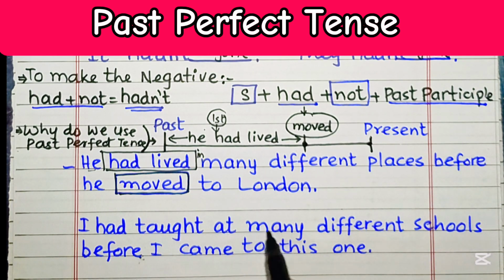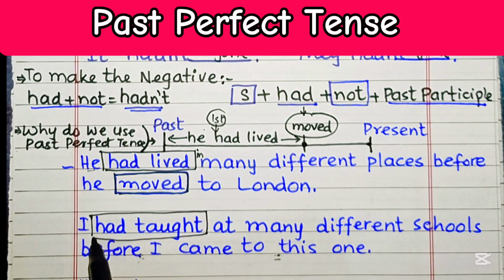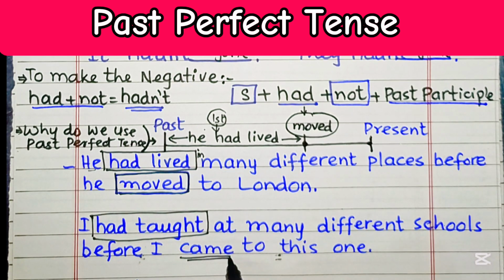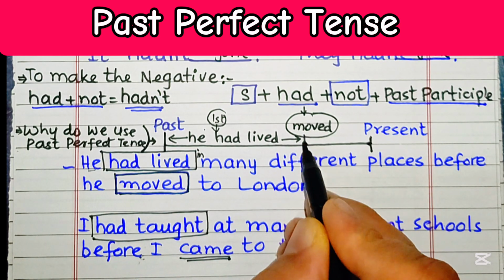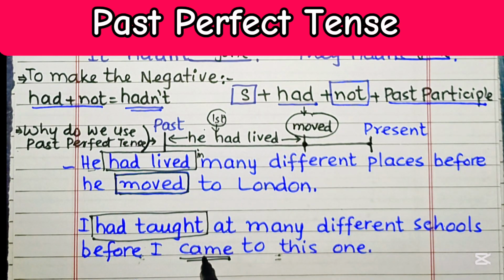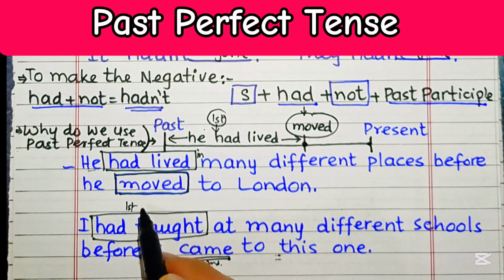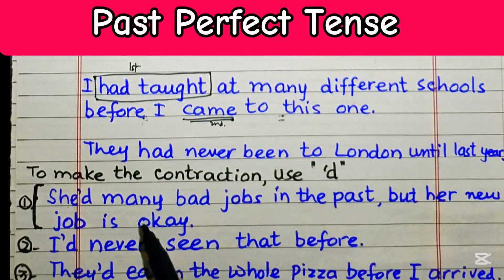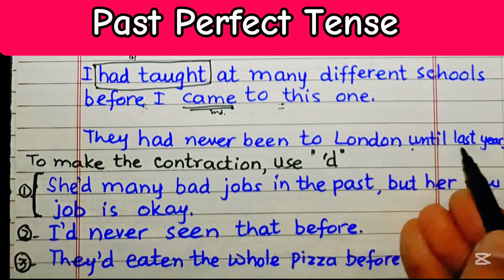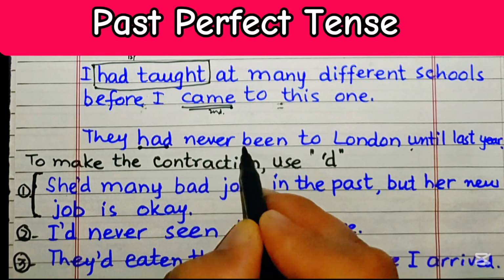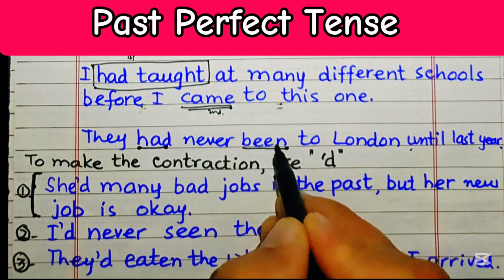I had taught at many different schools before I came to this one. So had taught is past perfect, and came is the past action. Both are in the past, but this action took place first and then this one. They had never been to London until last year. Here we can see that had is there, and then the past participle form, had been.